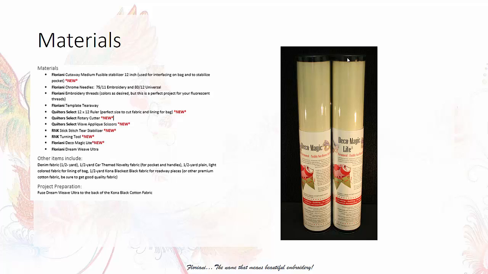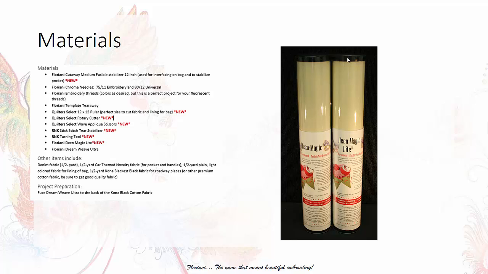And then the other products that we'll use have been in the Floriani and the RNK line for quite a while. So you've got your chrome needles, your embroidery threads, the colors that you want as desired, but I do encourage you to pull out those beautiful fluorescent threads that you have, because this is a wonderful project for those. Your template tearaway, we're going to be doing some precision placement. We're going to cut the fabric for the bag first, and then you're going to embroider on the fabric, so you want to have that.